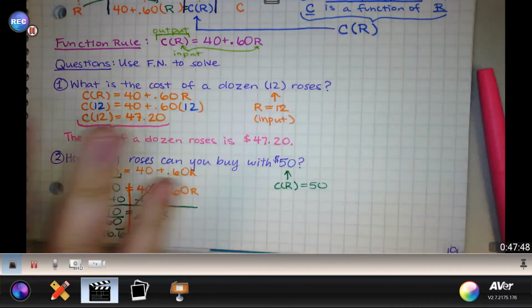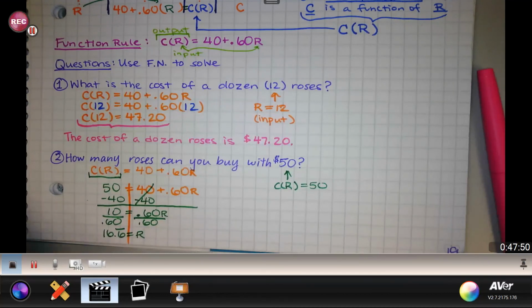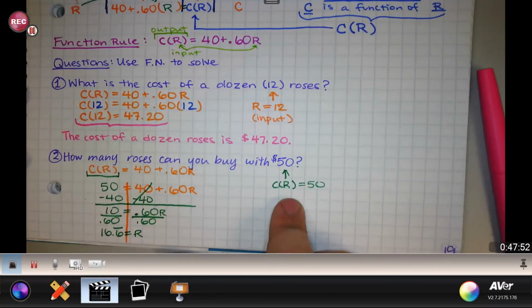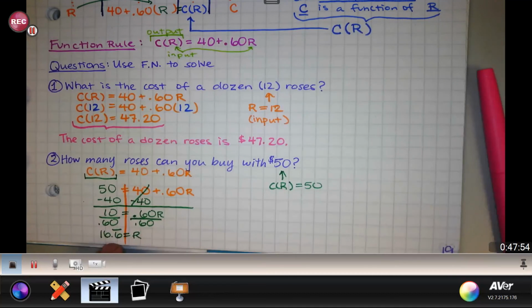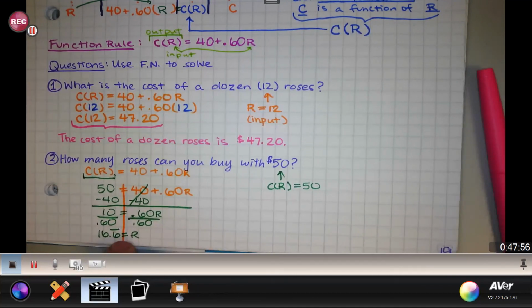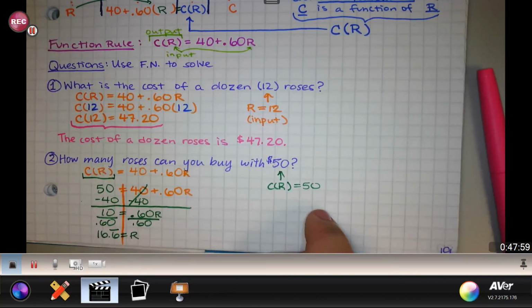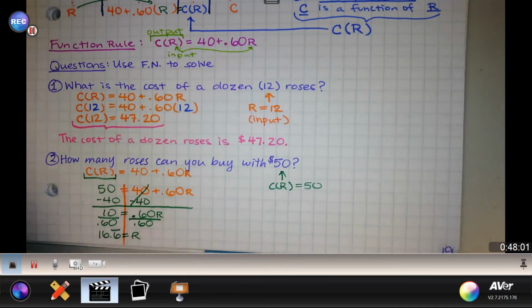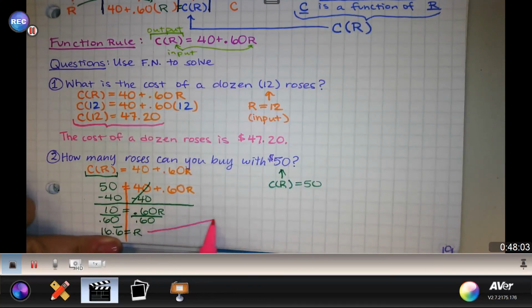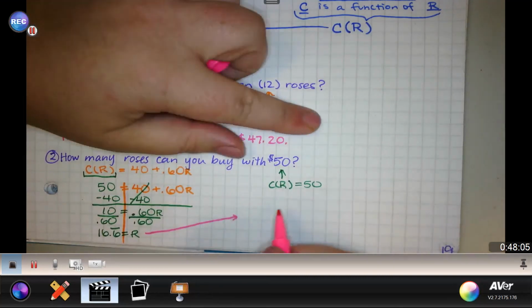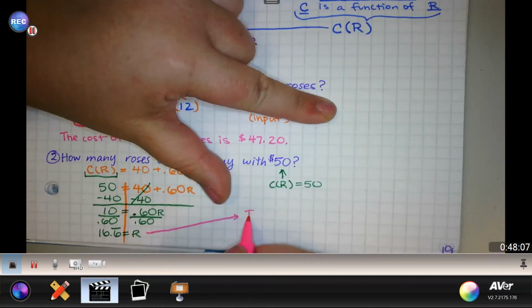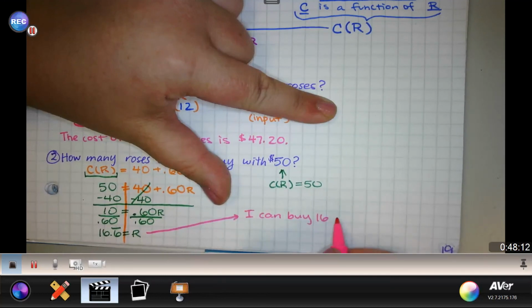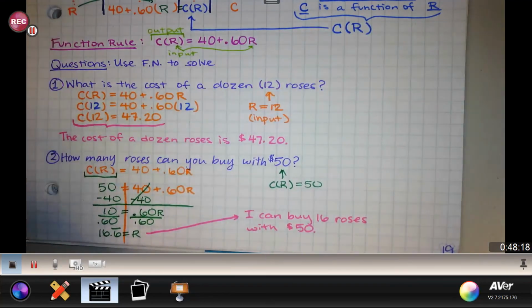Okay, so what does that mean? So that's the thing, is I can't actually buy 16.6 roses. So how much can I buy with $50? I can buy 16 roses with $50. Okay, and I rounded down.